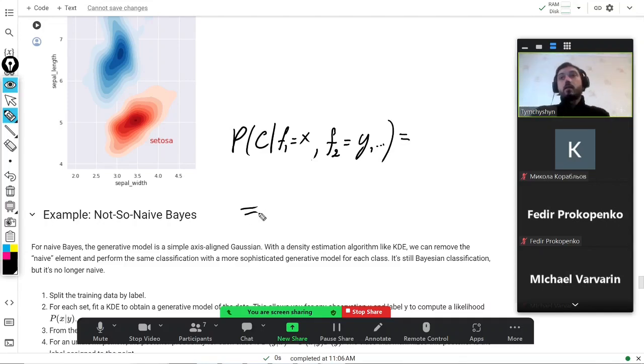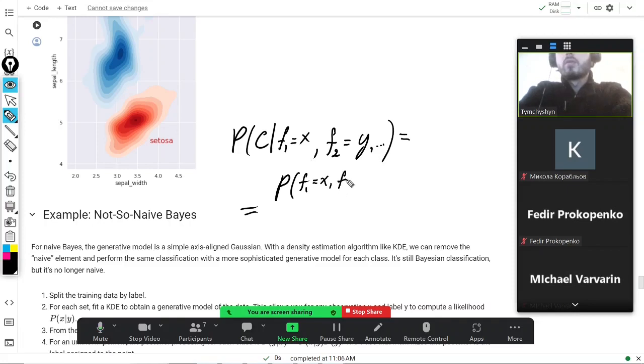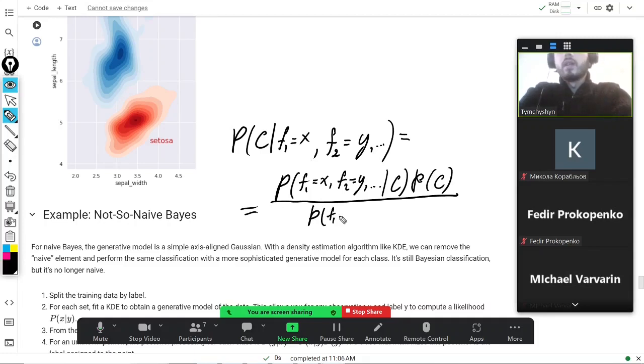We couldn't get the information that we need because we didn't have enough data. So what we were trying to do, we used the Bayes formula. So the probability of having feature 1 equal to x, feature 2 equal to y, and so on, in case of class C, multiplied by the probability of class C, and divided by the probability of getting these features independent of class. The expression in the denominator we wrote like some sort of sum and so on and so forth.